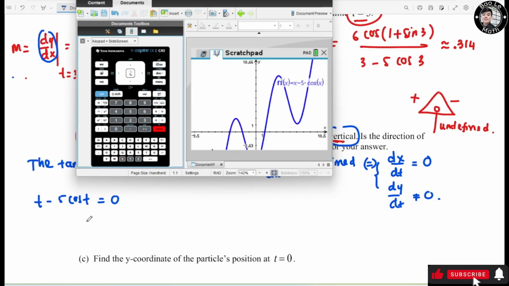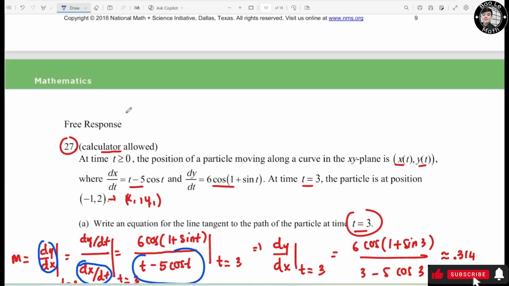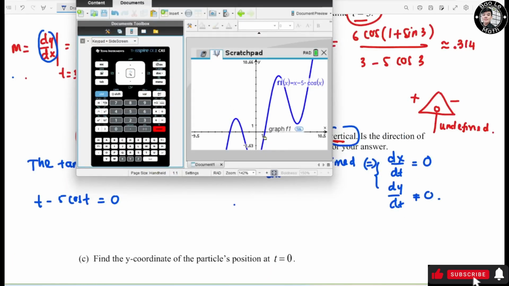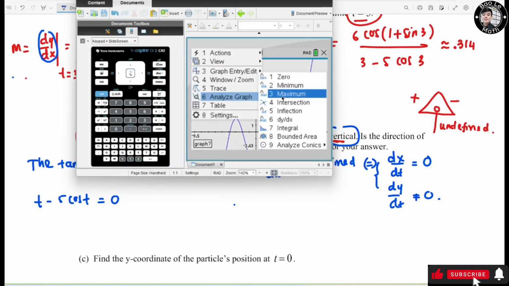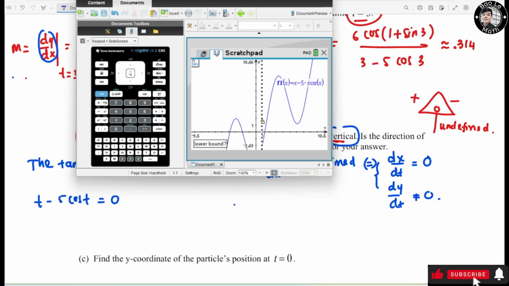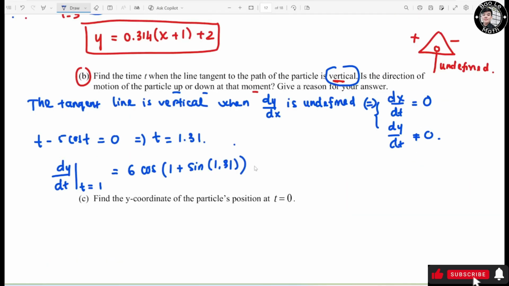Now we need to find the zero of this function, right? Remember t is greater than or equal to 0, right? So we only have one value of t right here, right? Press menu, number, set number 1. Go to the left, go to the right. The answer is 1.31. We're going to substitute 1.31 for t into dy over dt right here.